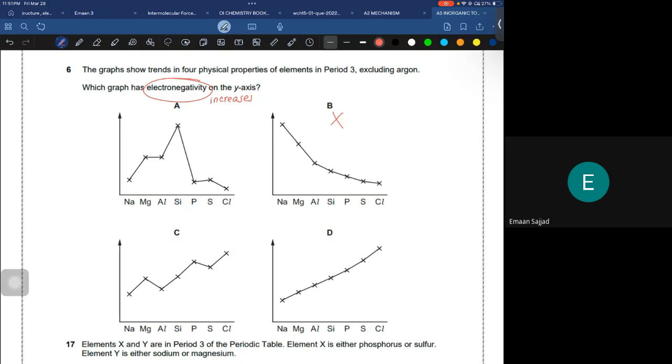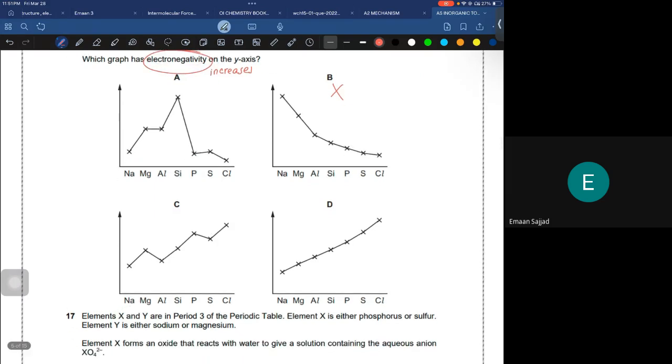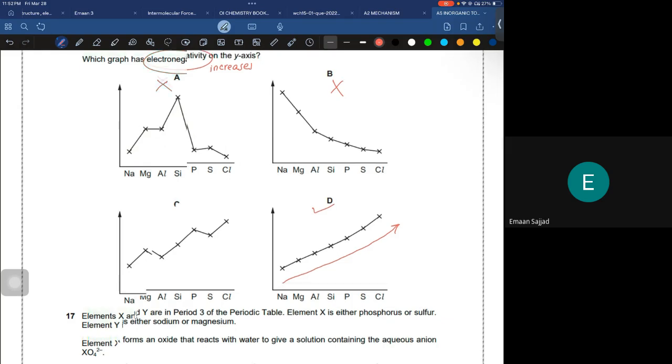Which graph has electronegativity on the y-axis? So gradually electronegativity is going to decrease in option D, but in option A it increases and then decreases. How is that possible? Can non-metals ki electronegativity be lower than metals? How is that possible? Electronegativity is the ability to gain electrons. Non-metals generally gain electrons, so non-metals ki electronegativity should be higher. So option A doesn't make sense, therefore option D is correct. Okay, question number 17.